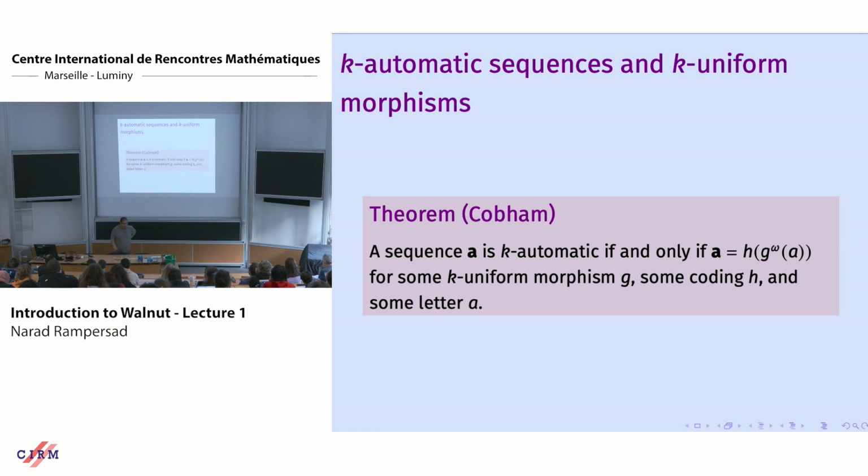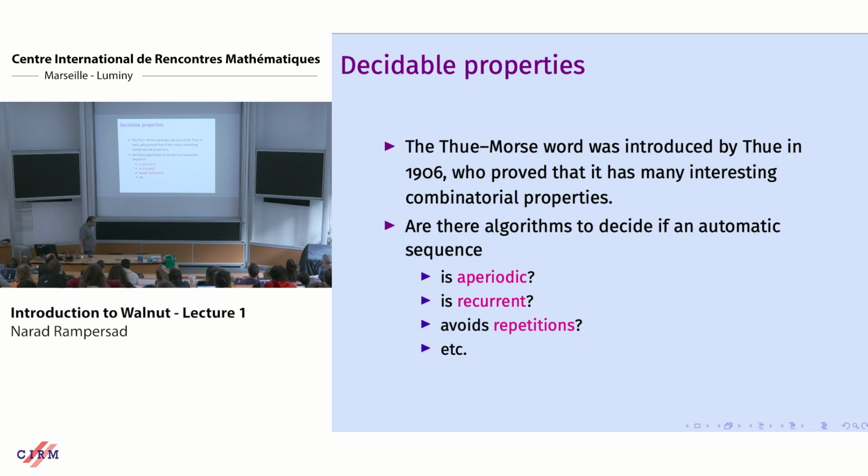Okay, so I won't show you the proof of this. It's not actually very hard at all, but this is the sort of critical result, right? So that these two models of sequences are equivalent. So this particular sequence that I've showed you a couple of times, the Thue-Morse sequence, was introduced by Thue in 1906 using morphisms. And he used that construction to show that it has many interesting combinatorial properties.